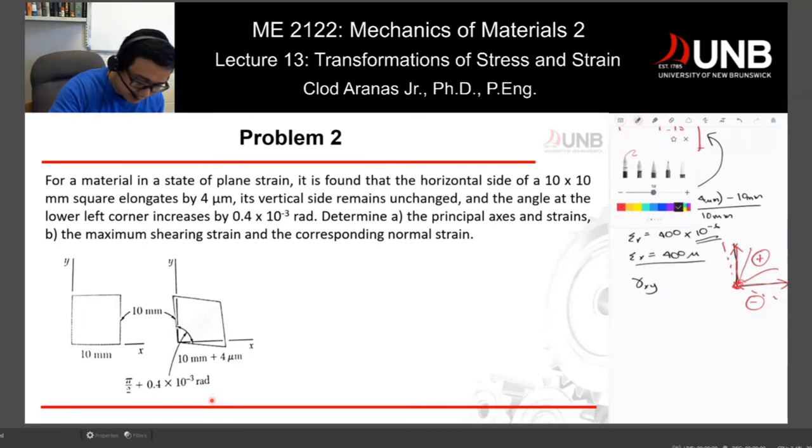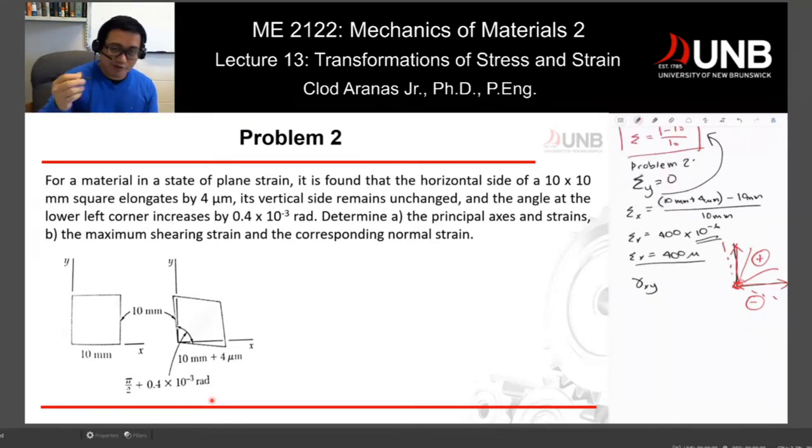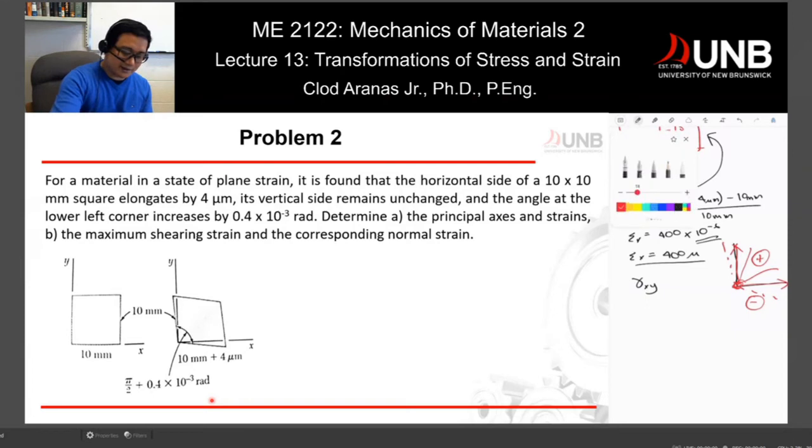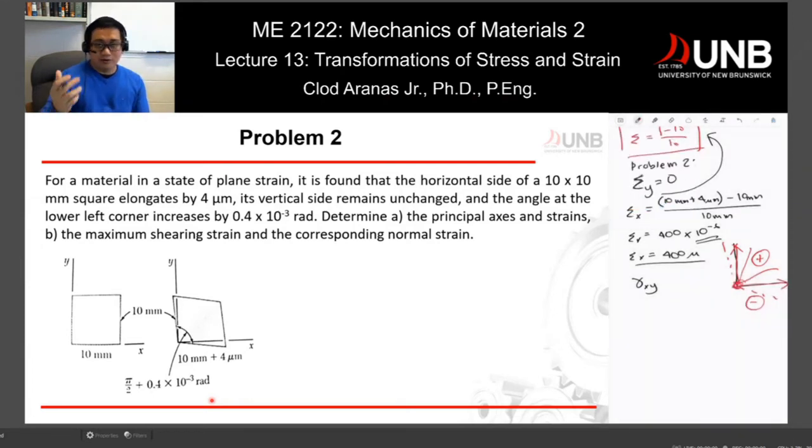So how can I determine the value of the shear strain? Remember that if your angle is extremely small, and in this case it is, because we are in the elastic region, we simplify everything by assuming that our shear strain is equal to our angle, or the additional angle in this particular case. And this should be in radians.